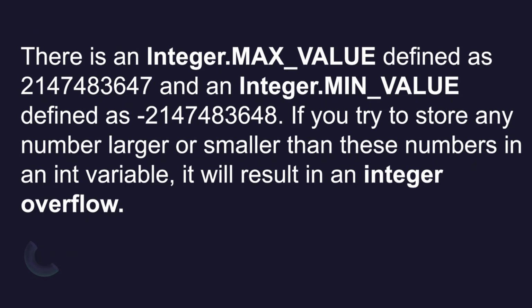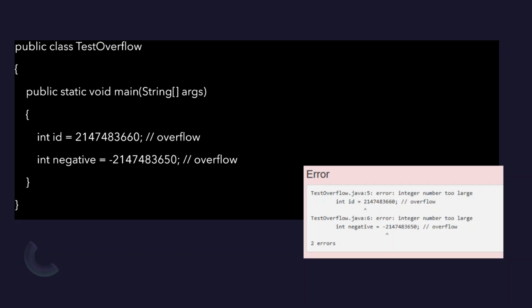One thing to keep in mind is that the data type int has a certain range of numbers that it can store, but anything out of this range would result in an overflow error. So in this code, you can see the int ID variable is storing a really big number, and so it's going to throw an overflow. And the same goes for the next one. This number is way too small for the integer data type, so it'll throw an overflow error.